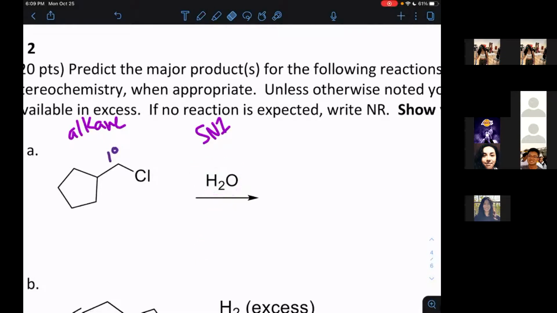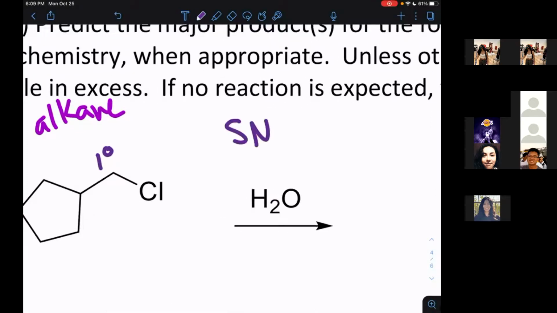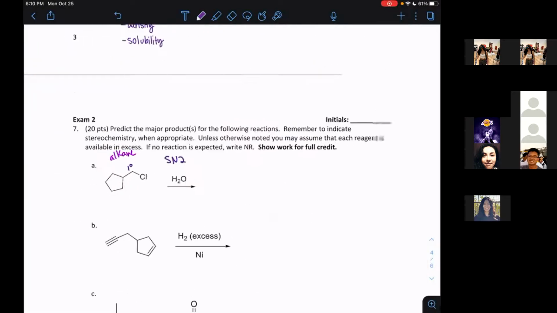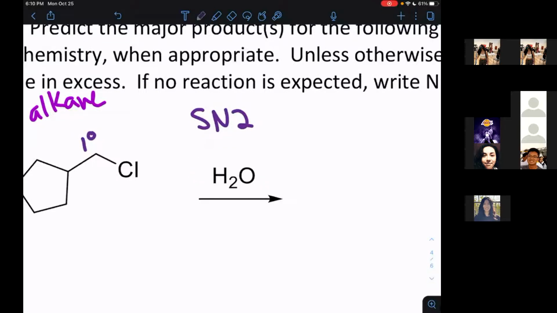So that is true, it's 1 degree, so it can only be SN2, which is going to get the same product, right? It doesn't really matter. But for SN2, what kind of nucleophile do you need? Yeah, you need a strong one. So no reaction is allowed. Okay, no reaction. Cool.